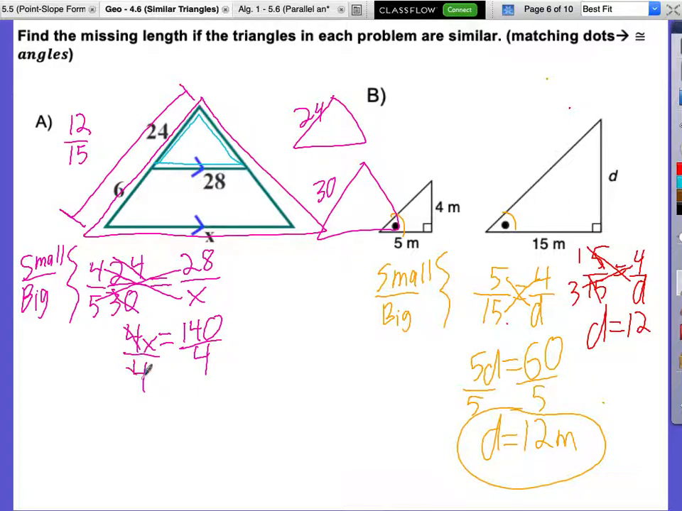Divide both sides by 4. X is equal to 35. Does that say 140? Yes. How do you get 4x equals 140? We cross multiply. Cross multiply means that you multiply the left numerator times the right denominator. So left top times the right bottom. 4 times x is 4x. 5 times 28, 140.